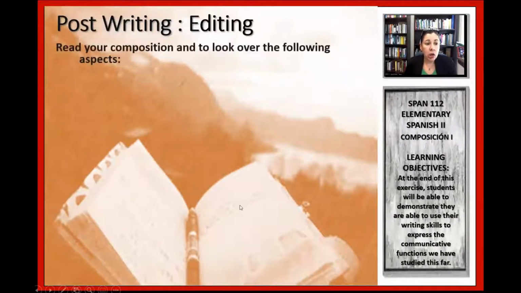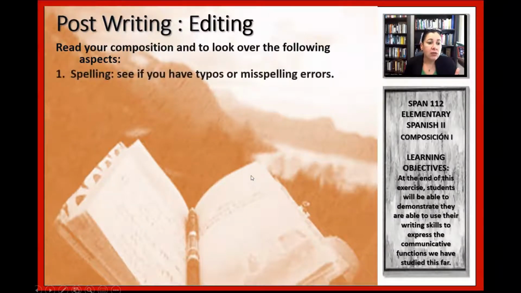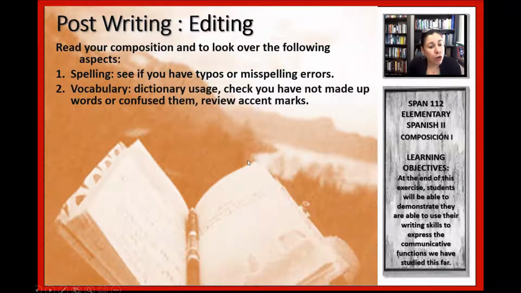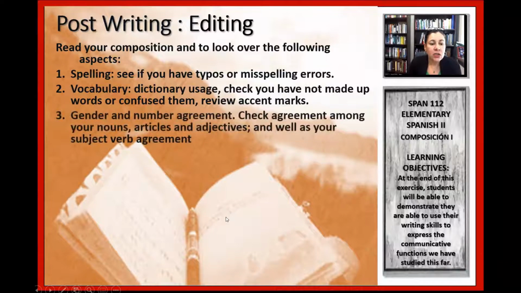And once you are done, read your composition, checking these aspects. Check if you have spelling mistakes, typos, or errors. Check your vocab, check your dictionary usage, and do not make up words or confuse them. Review accent marks. Check also gender and number agreement: the agreement among nouns, articles, and adjectives, as well as your subject and verb agreement for conjugation. Make sure that you are conjugating your pretérito correctly.